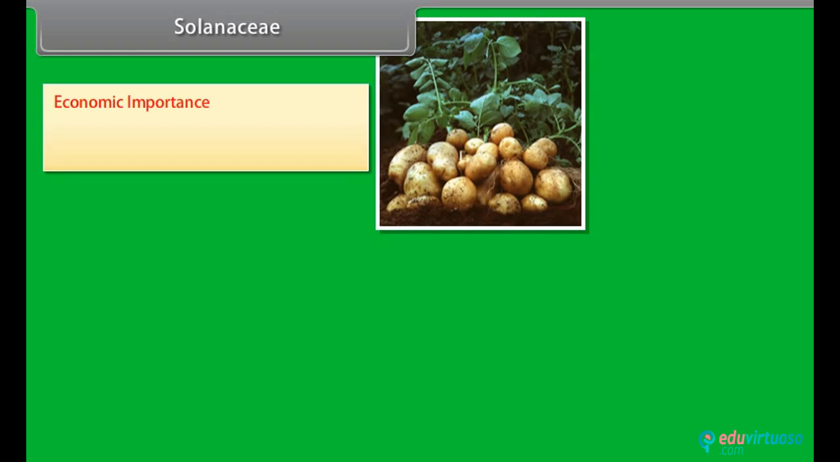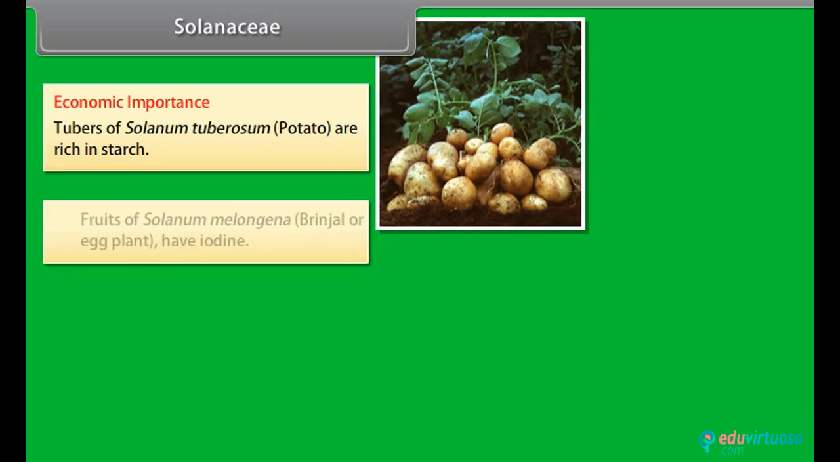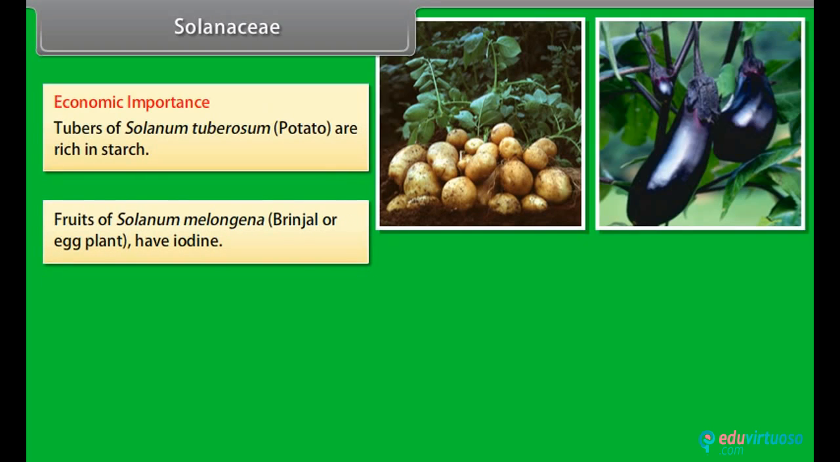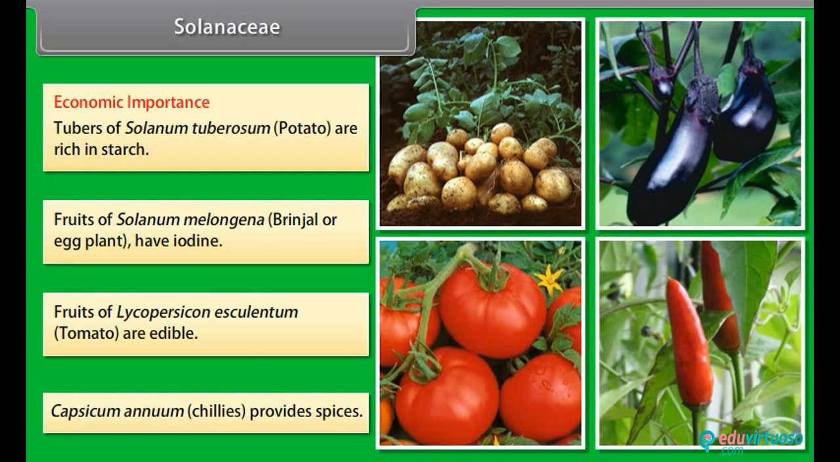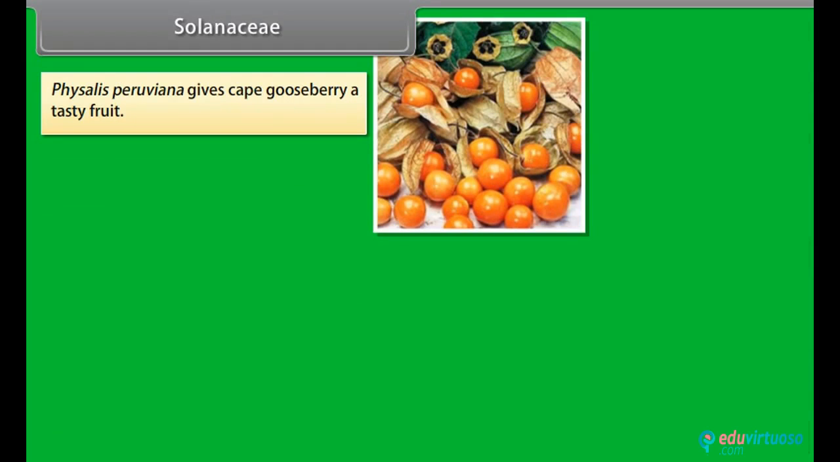Economic importance. Tubers of Solanum tuberosum, potato, are rich in starch. Fruits of Solanum melongena, brinjal or eggplant, are edible. Fruits of Lycopersicon esculentum, tomato, are edible. Capsicum annuum, chilies, provide spices. Physalis peruviana gives Cape gooseberry, a tasty fruit.